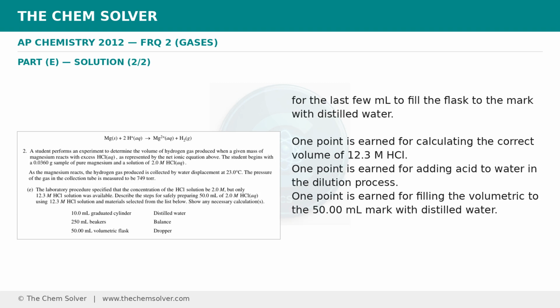Carefully add more distilled water to the flask, using the dropper for the last few mL to fill the flask to the mark with distilled water. 1 point is earned for calculating the correct volume of 12.3 molar HCl. 1 point is earned for adding acid to water in the dilution process. 1 point is earned for filling the volumetric flask to the 50.00 milliliter mark with distilled water.